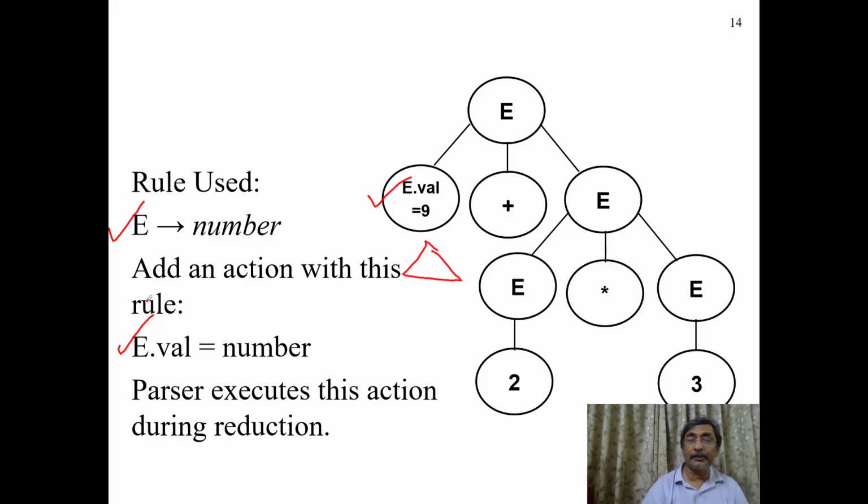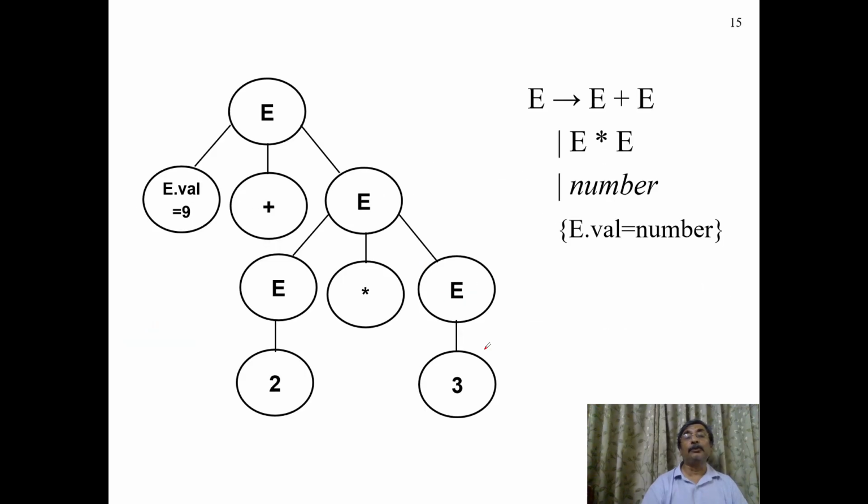What is the next reduction? Again, look at the tree in an in-order manner, and I can find out that this is the next opportunity to reduce. And you are right, this is the next opportunity to reduce. So I reduce here. And we know that if we are reducing by this particular rule, then this is the action that I must take.